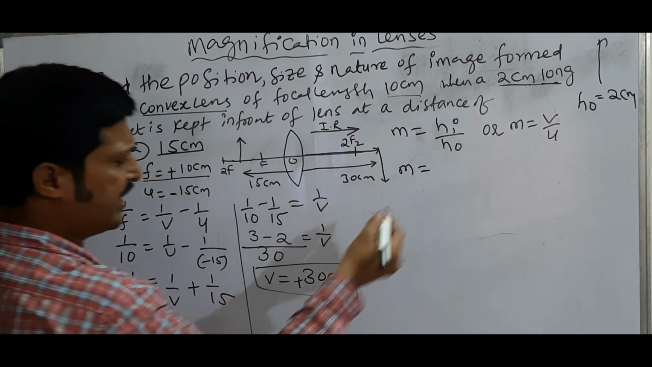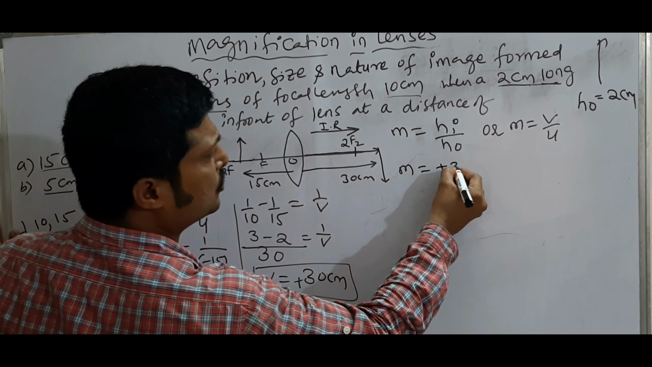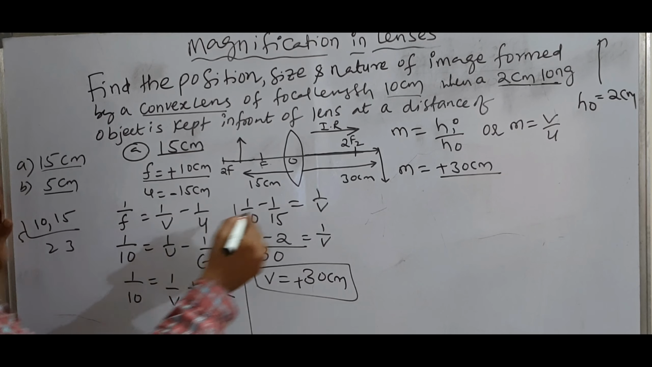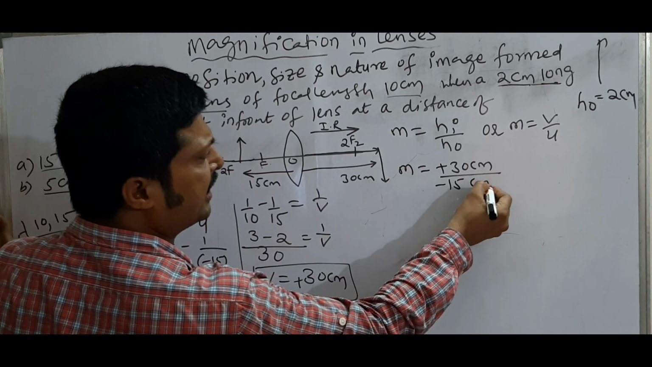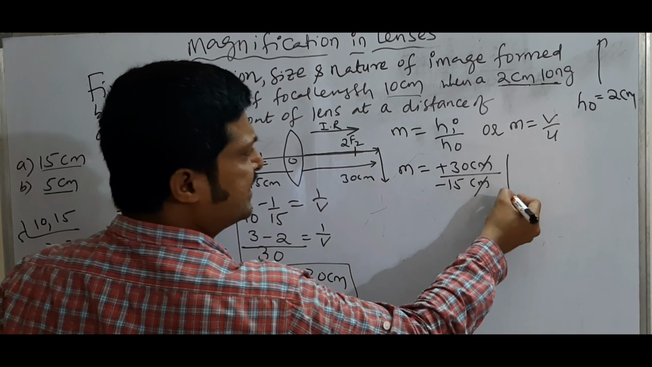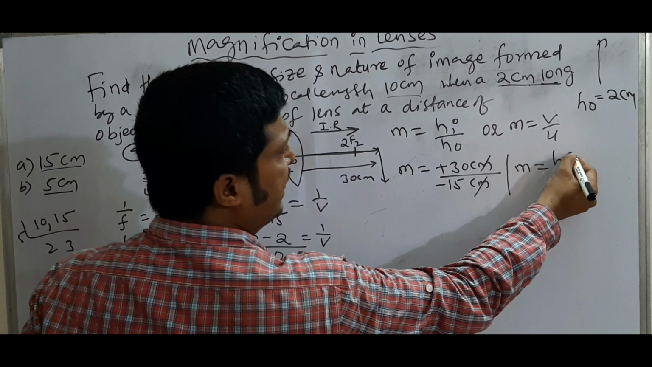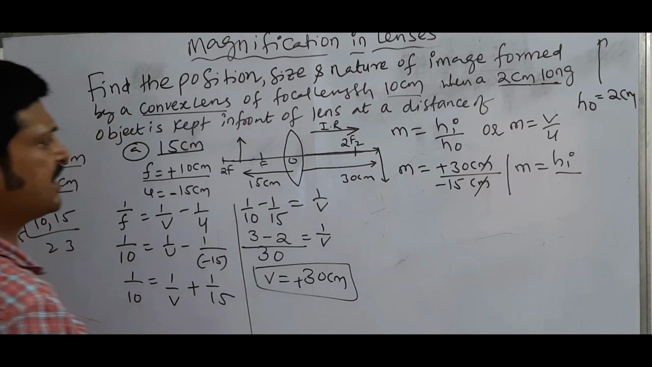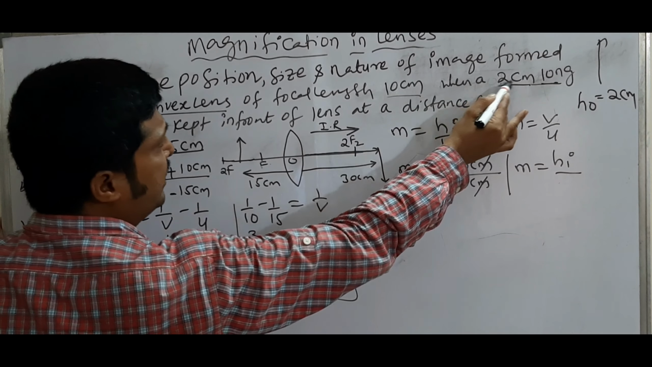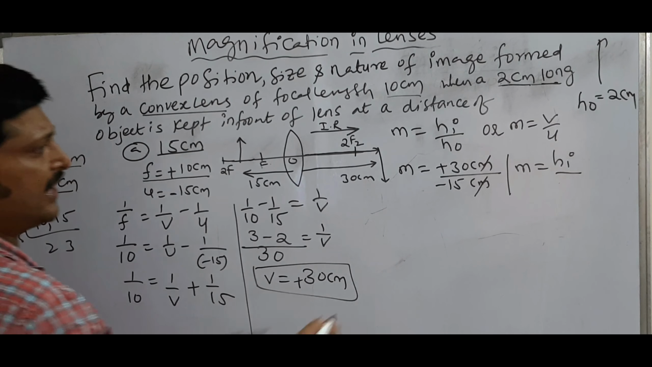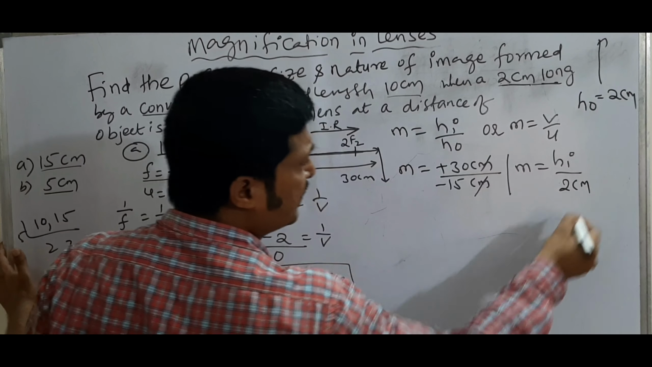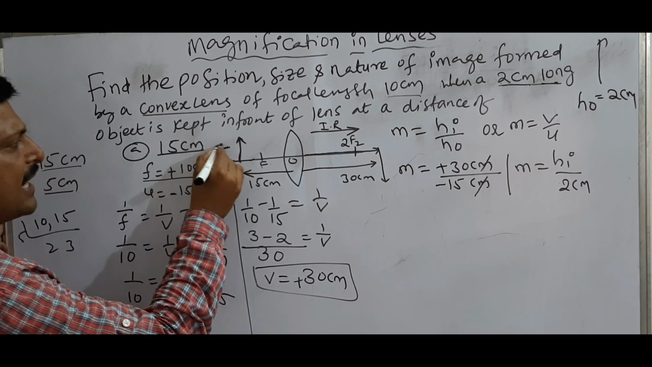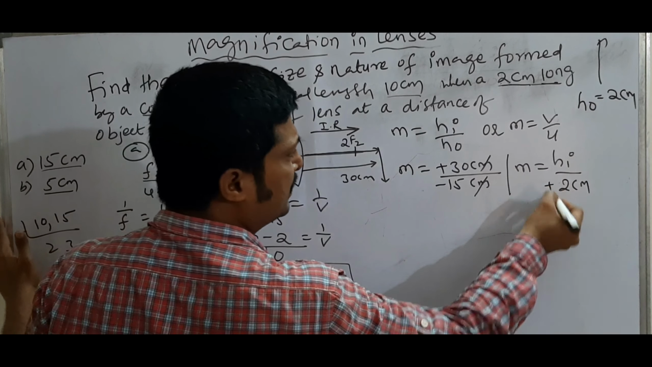What is v here? v equal to plus 30. So plus 30 centimeters by u. What is u here? u is minus 15 centimeters. Centimeters get cancelled. Next, magnification equal to height of image by height of object. What is the height of object? Height of object is 2 centimeters. Is it positive or negative? The height of object is above the principal axis, so it is positive. So plus 2 centimeters.